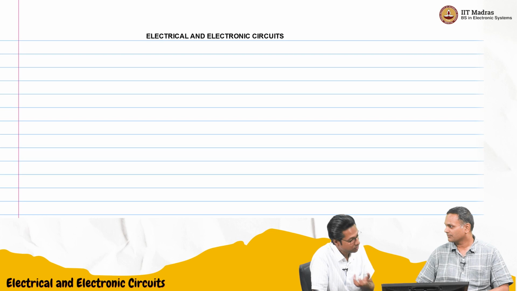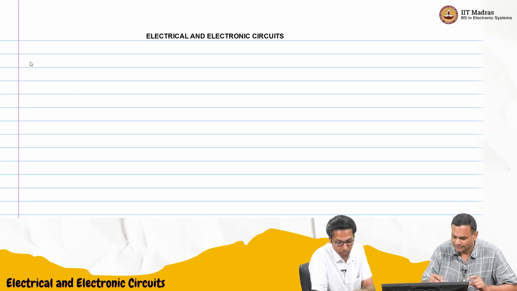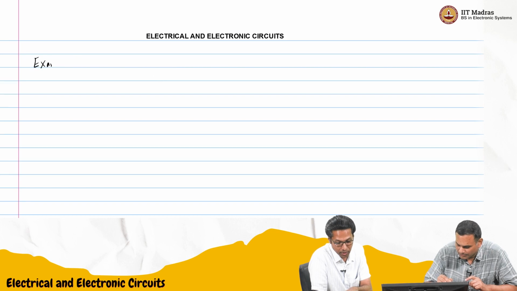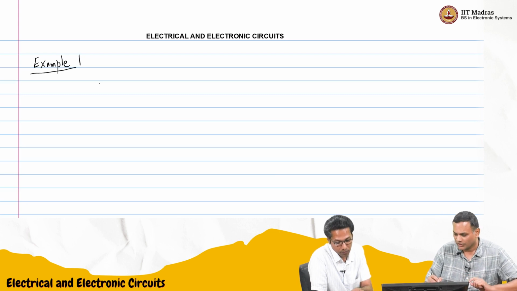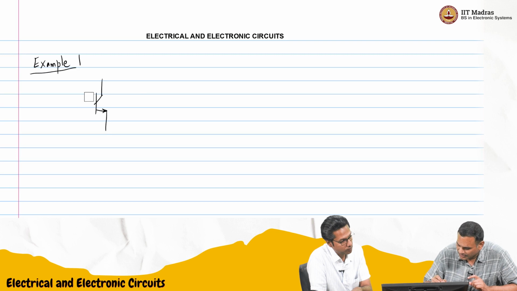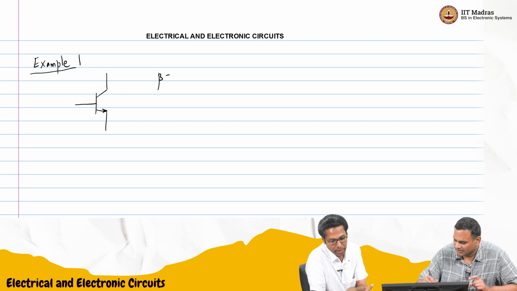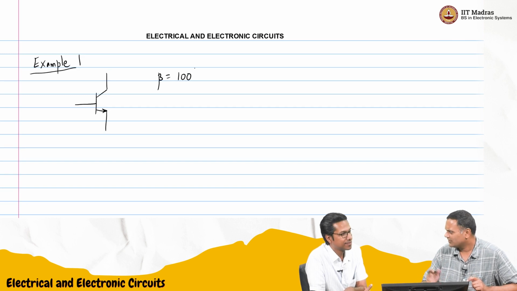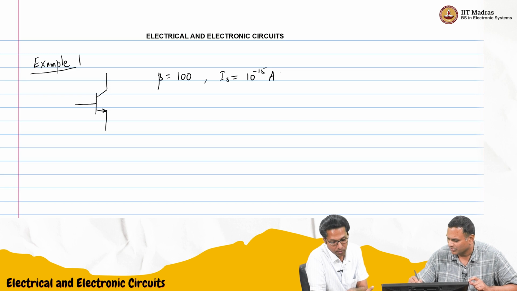So we'll start with one question. It says it's an NPN transistor, which has a beta of 100, alpha of 0.1, and IS is 10 power minus 15 ampere. Let me draw this better. So this is an NPN transistor. Beta is 100, we know alpha, so I think we don't need to worry about that. And IS is 10 power minus 15 amperes.